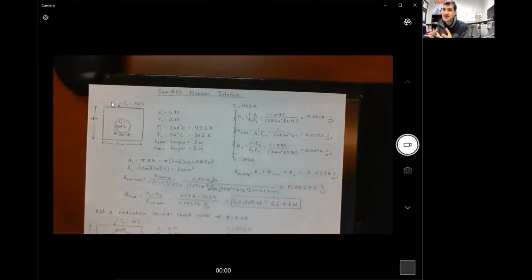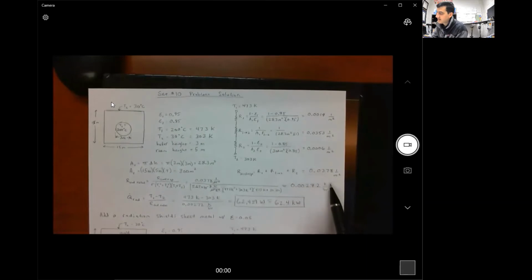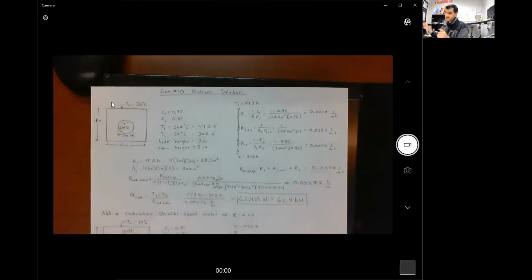And then watts remains by itself. It's still just right there. It's in the numerator of the denominator, which means it's just in the denominator. So my units here are Kelvin per watt. That's my R rad total, and that's most of the problem.